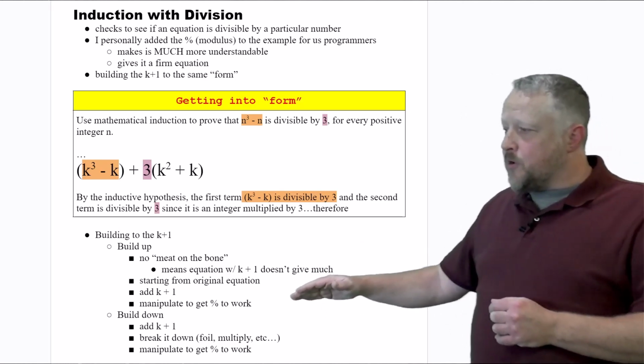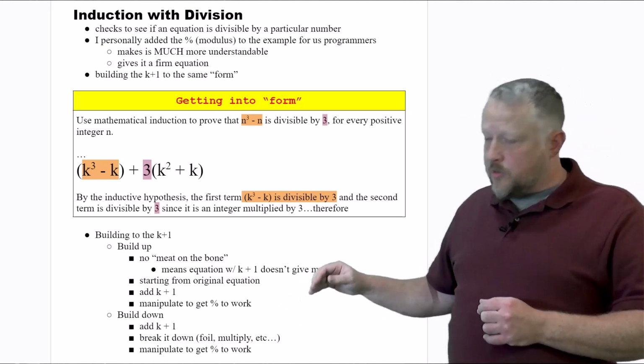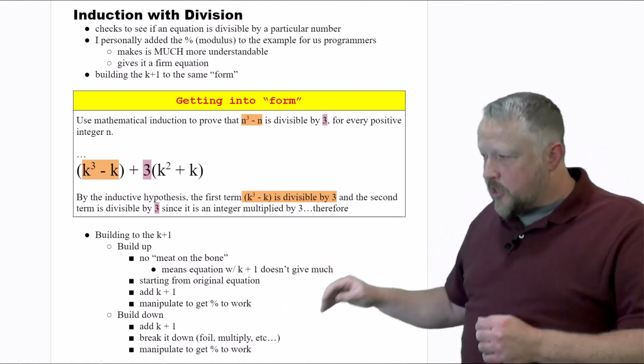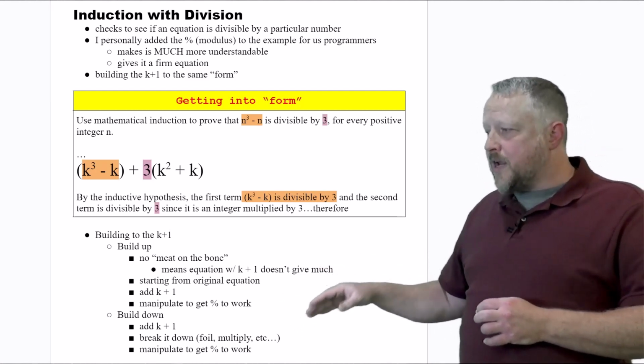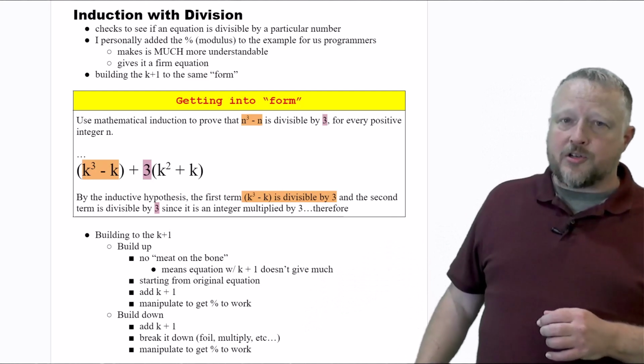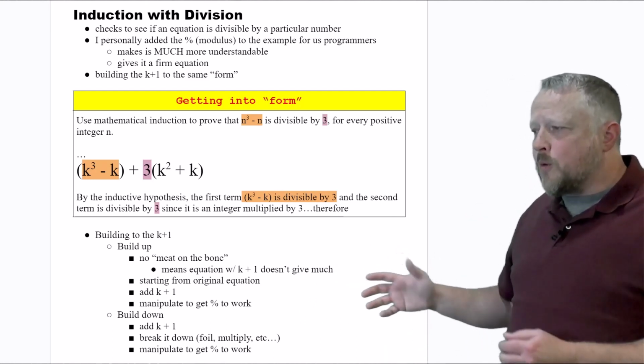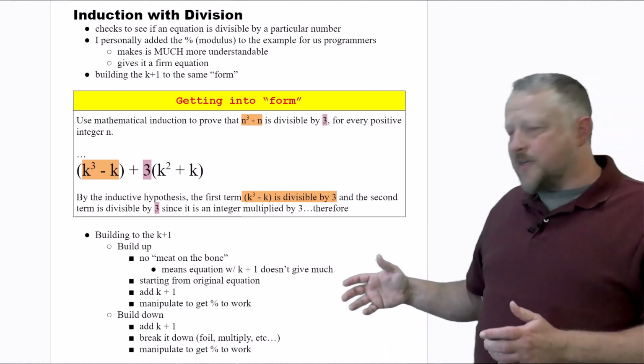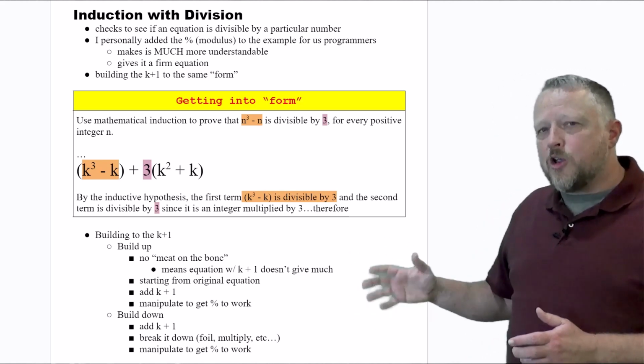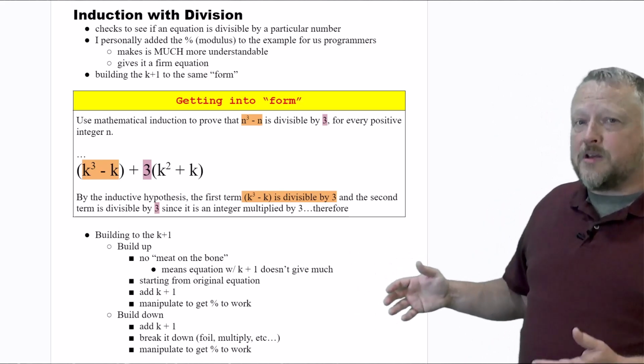Then there is the build down, where you're given plenty on the bone. You add that K plus 1, you break it down using FOIL, multiplication, etc., and then you get that modulus to work as well. So you'll see both forms in this. And I bring it up in my examples here in a moment, but I wanted to show you both sides of this as well, that could be done. Let's put it that way.